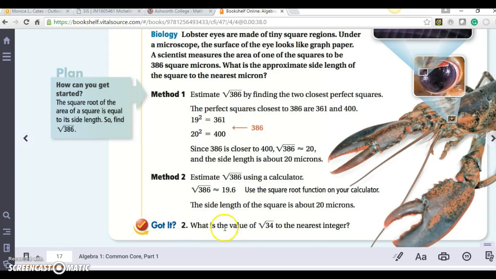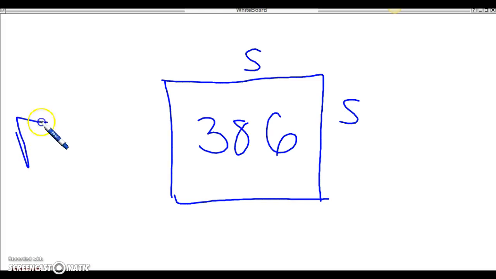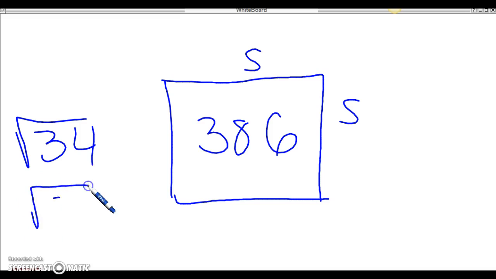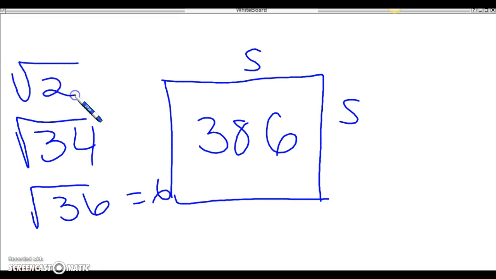Let's look at problem 2. It says, what is the value of the square root of 34? So the square root of 34, I know the numbers closest to it are the square root of 36, which is 6, and the square root of 25, which is 5. So this number is going to be really close to 6. So it's going to be 5 point something but close to 6.